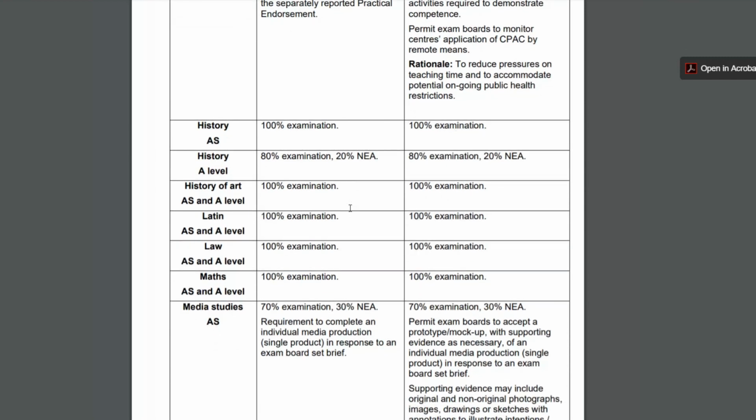History AS, no change, 100% before, 100% after. History A level, 80% before and then 20%, 80% examination and 20% NEA. That's going to stay the same as well.